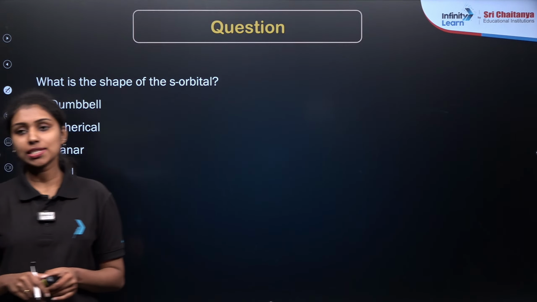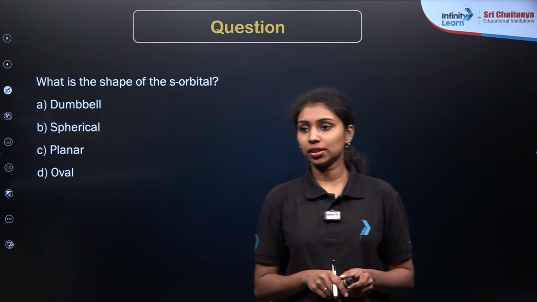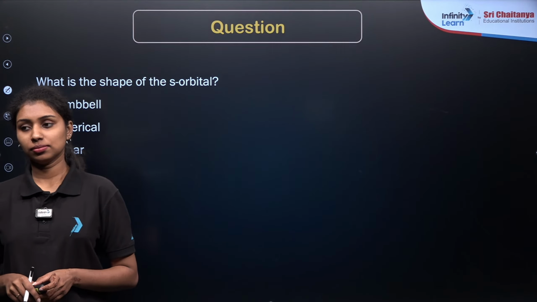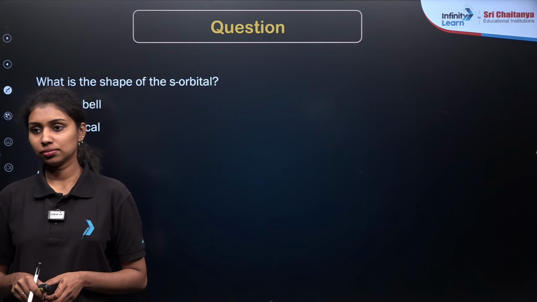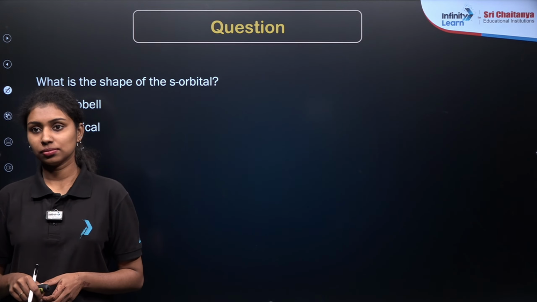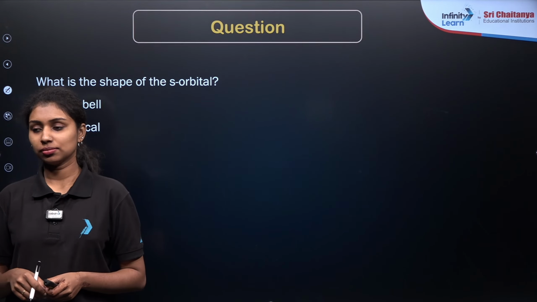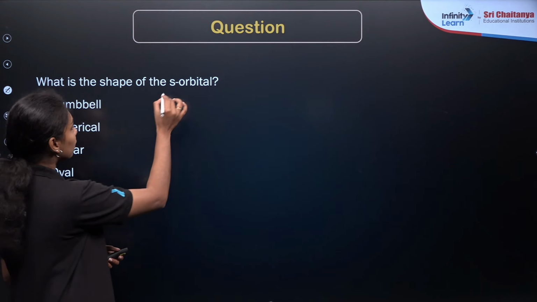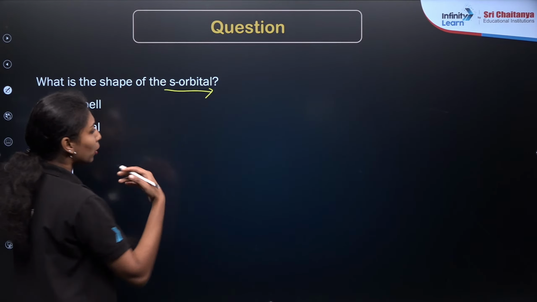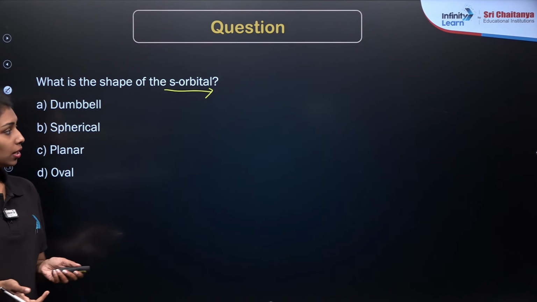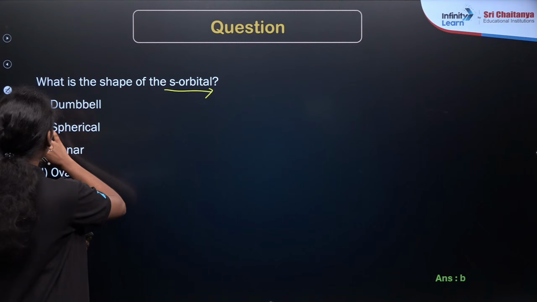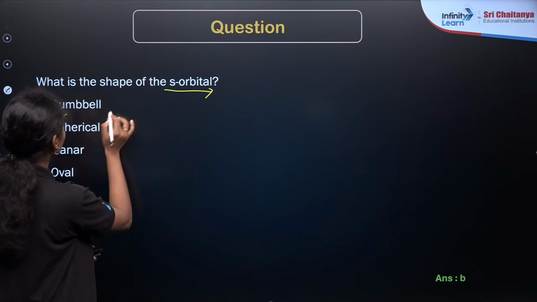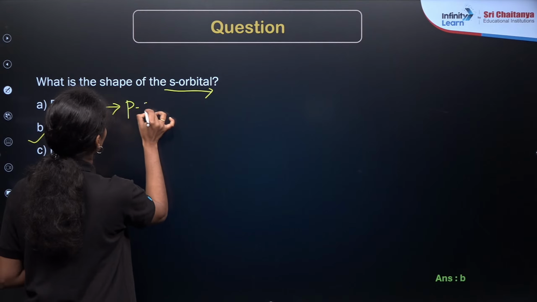Okay, what is the shape of s orbital? This is a very easy question, right? While discussing the overlapping of atomic orbitals, we have already seen the shape of s orbital. So shape of s orbital is dumbbell, and in the case of p orbital, sorry, shape of s orbital is spherical, but in the case of p orbital, it will be dumbbell shape, right?